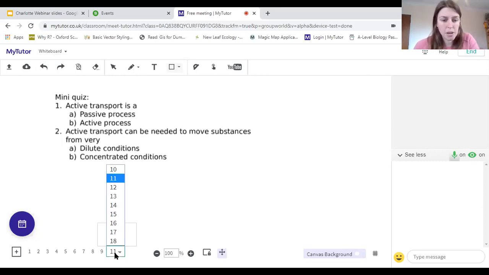Let's go through some past paper questions so you can see how this knowledge might be used in an exam. If you do have any more questions, pop them in the question box and we'll have another look at them before the end.